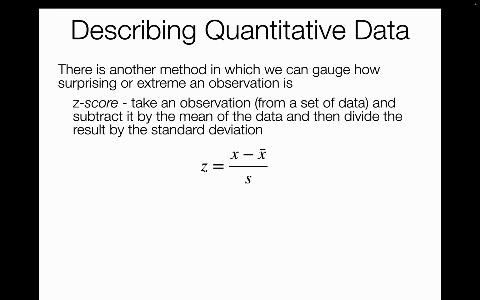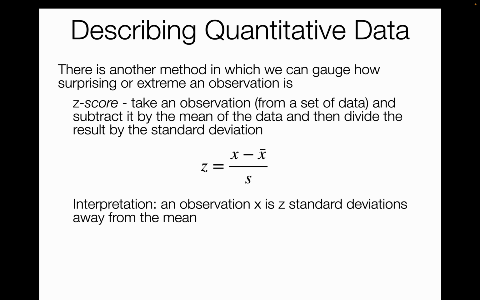And so we know this formula for all of the things that we've done so far. x bar, x with the bar on top of it, is the mean. s is the standard deviation. x is just a data point. And then the result is z. This number has a nice interpretation. Its interpretation is that the observation x is z standard deviations away from the mean.